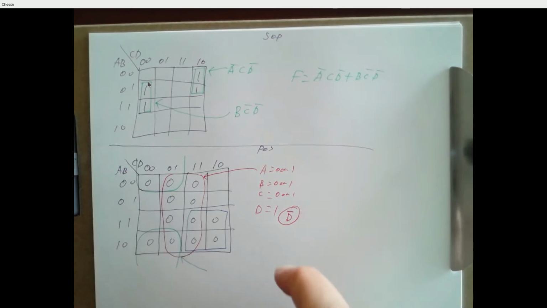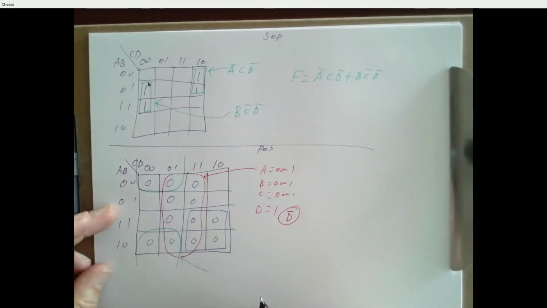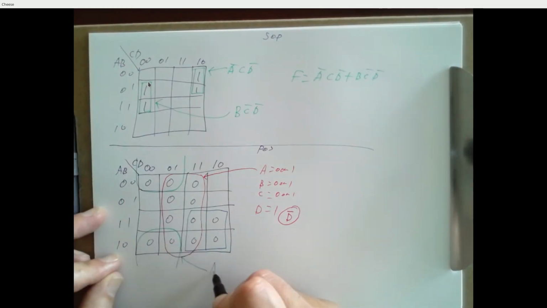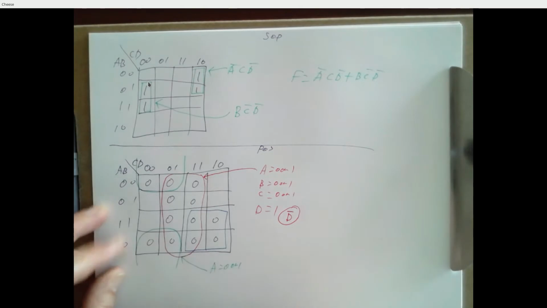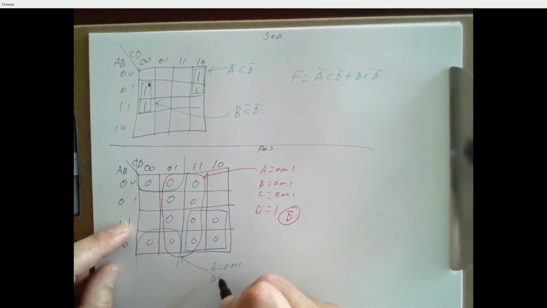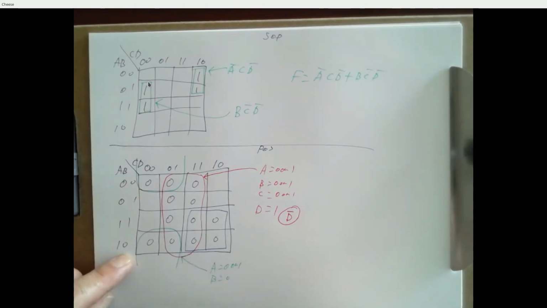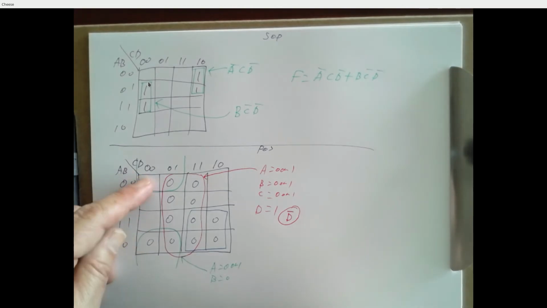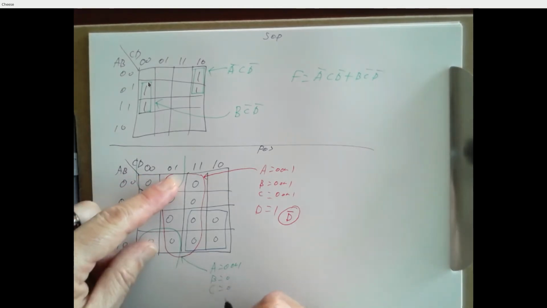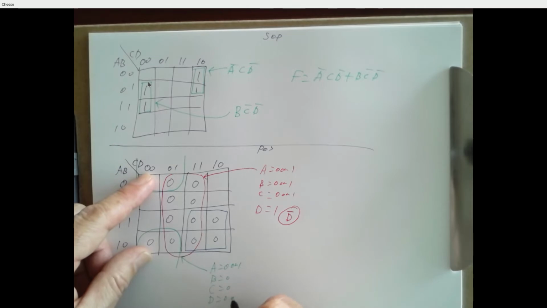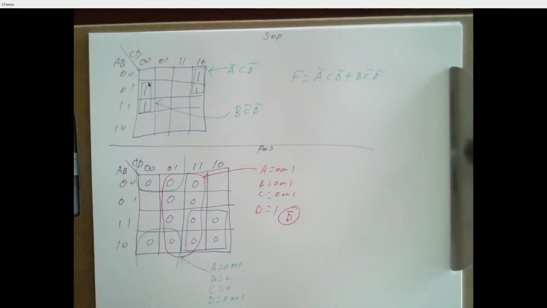The green 2 by 2 that's split across the top and bottom, A could be 0 or 1, so that doesn't matter. B has got to be 0, it's 0 here, it's 0 here. C is a 0 here and a 0 here, and D could be 0 or 1. So we don't care about A or D, we only care about B and C, and those are both 0, so the expression there is B or C.